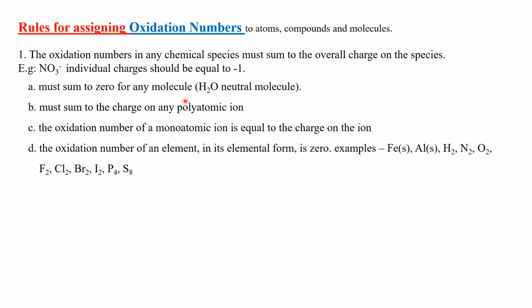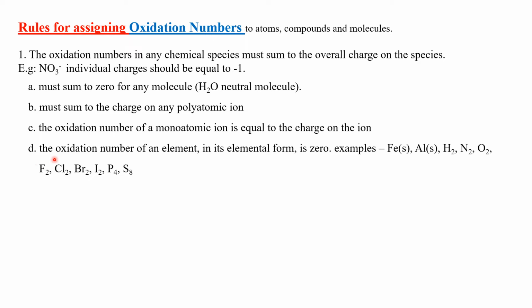If the molecule is neutral, with no charge, for example H2O, CO2, then the individual charges must sum to zero. For example, in water, hydrogen charge times 2 plus oxygen charge should be equal to 0. And for polyatomic ions, the individual oxidation numbers sum to the charge on the ion.